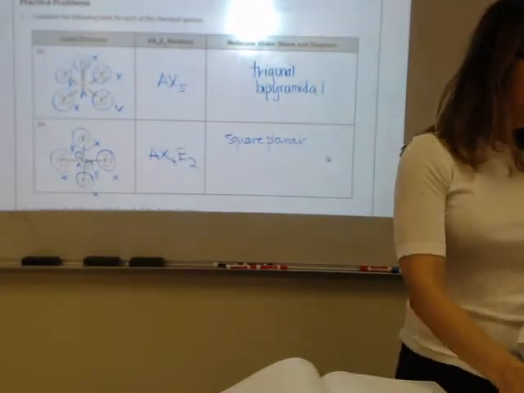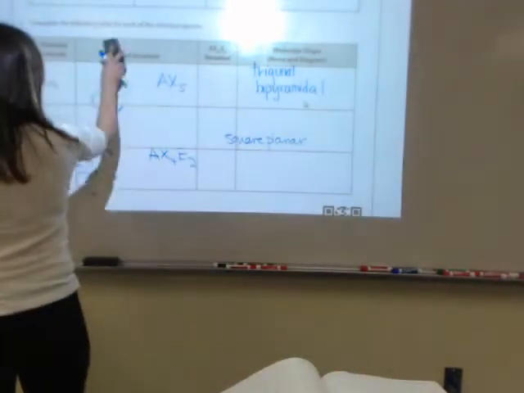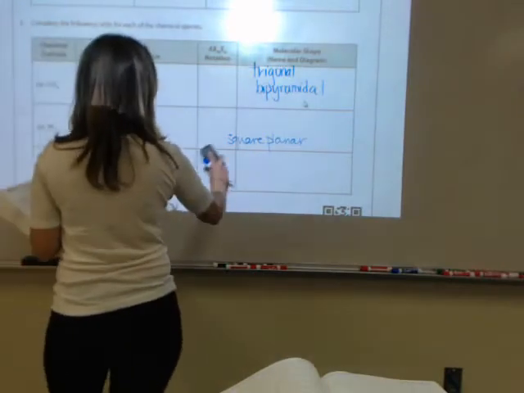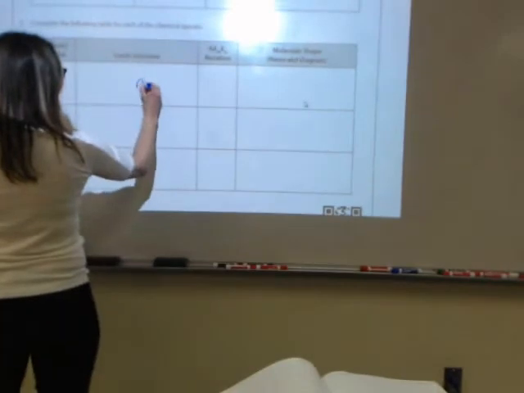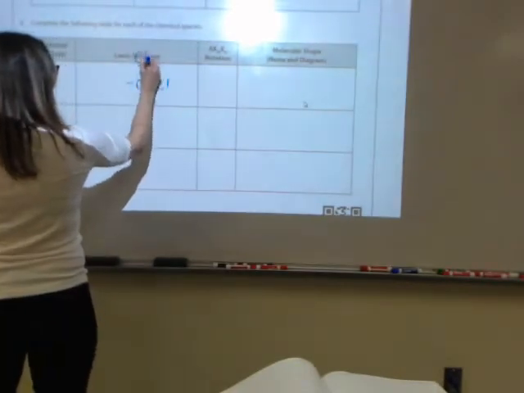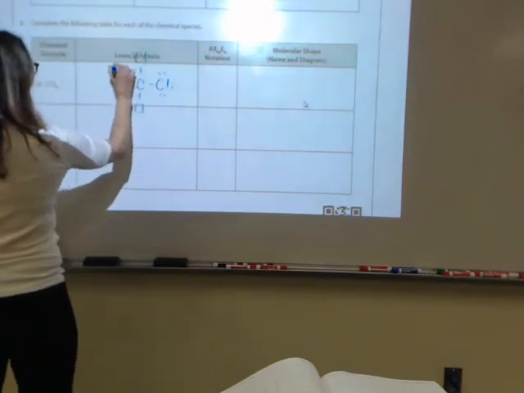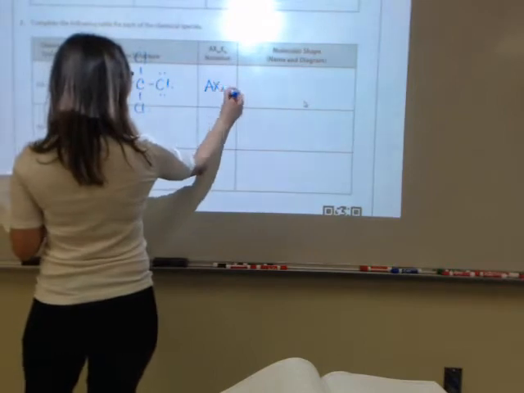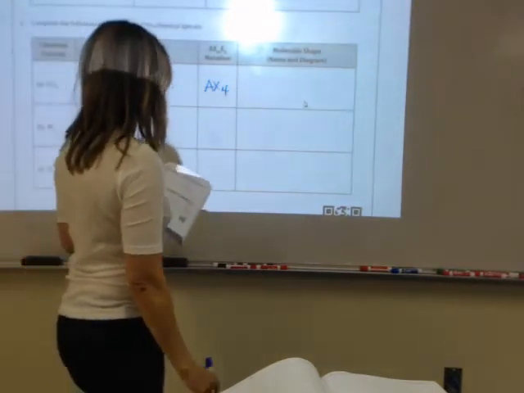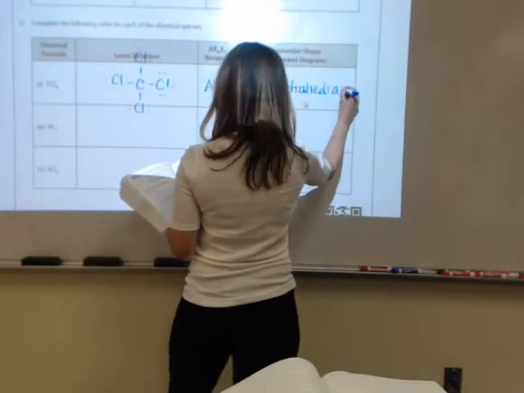Okay? Now, if we go on to number 2, here we are completing a table where we're drawing the Lewis structures and predicting the shapes of the molecules. CCl4 would look like this. And this is AX4 for our designation, and that means the shape would be tetrahedral.